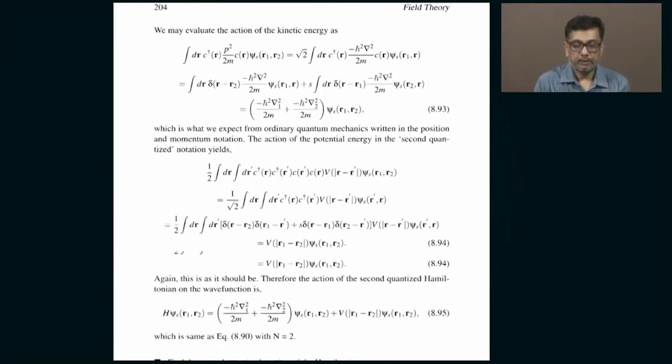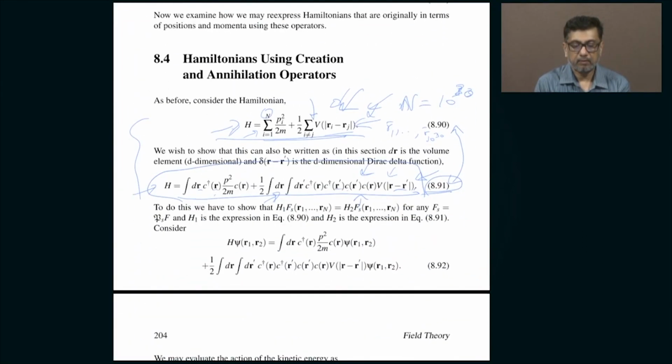Okay, so in today's class, let us continue our discussion of operators that create and annihilate particles. In the last class, I was trying to explain to you that any system of particles which you can describe using a Hamiltonian in terms of position and momentum variables can also equivalently be described in terms of operators that correspond to creation and annihilation of particles.